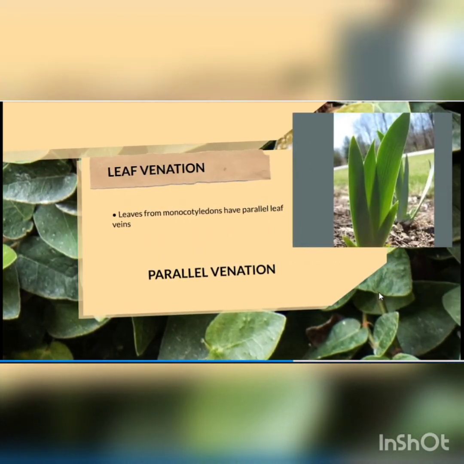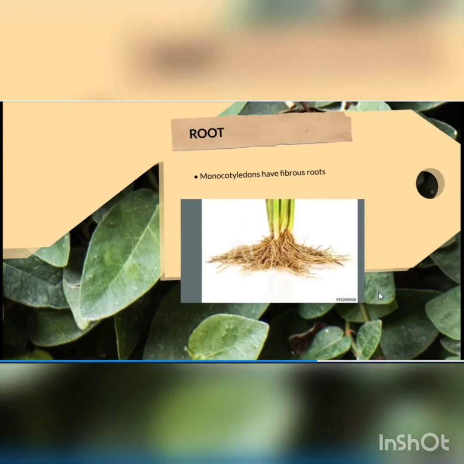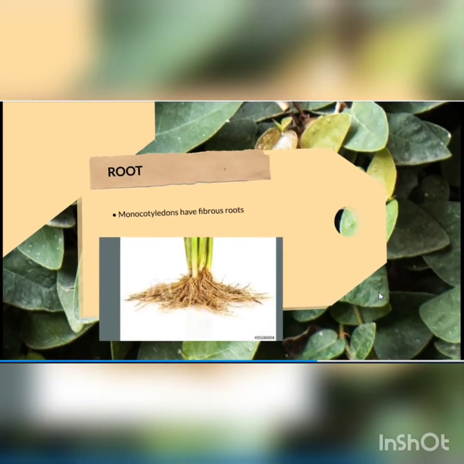About the leaf venation, they have parallel venation. The veins in the leaf are in a parallel configuration, so they are called parallel venation. And next is about their roots. Monocotyledons have fibrous roots. So there would not be a long root with subordinate roots. They have a bunch of smaller roots in a fibrous form. So they have fibrous roots.